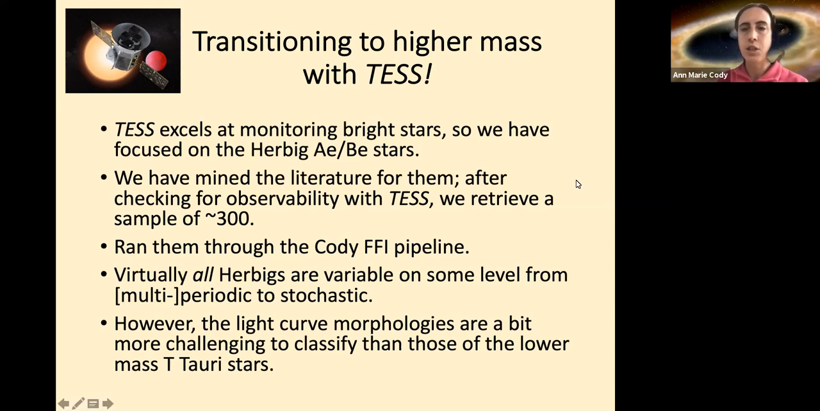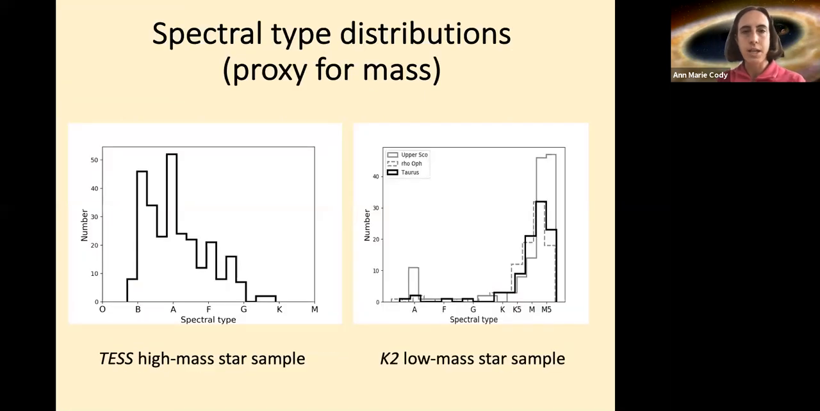So let's take a look at what TESS light curves of young stars in the high mass regime actually look like. And just to show you the differences, before I do that, of the sample selection for TESS versus previous space telescopes, we are looking primarily at spectral types of B, A, and F. Now, TESS does observe K and M stars, but they are much fainter and subject to crowding, so it's more difficult to obtain photometry for the low mass stars. It certainly is possible. I'm just not focusing on that here.